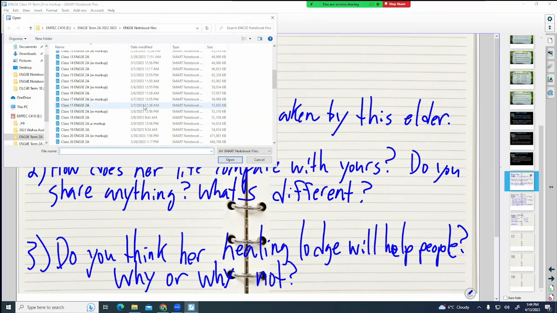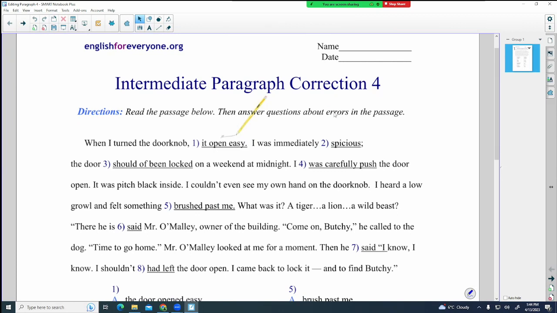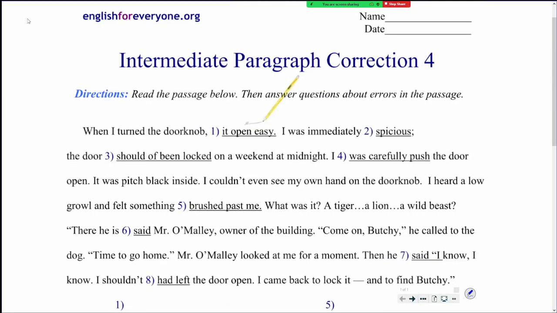Okay, so with that in mind, we'll pull up another one of these editing paragraphs. So again, this is from EnglishForEveryone.org. It's a website that I've just recently discovered. Lots of great resources for teachers, but also great resources for students.